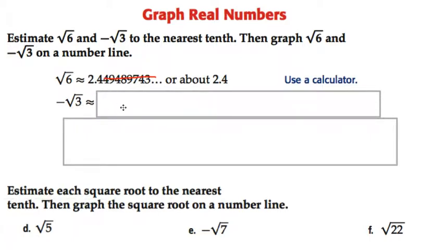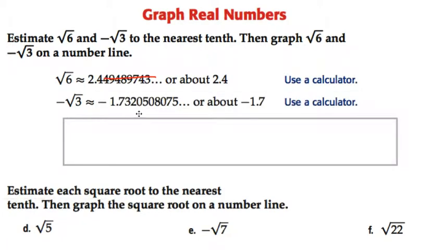Negative the square root of 3. Punch that in on your calculator and you'll get negative 1.732050875. So to the nearest tenth, again, if you look one digit over, it's a 3. Remember, if it's a 4 or less, then you cross those out and you only use what's there. If it's 5 or above, you round up. So those are our two values to the nearest tenth.